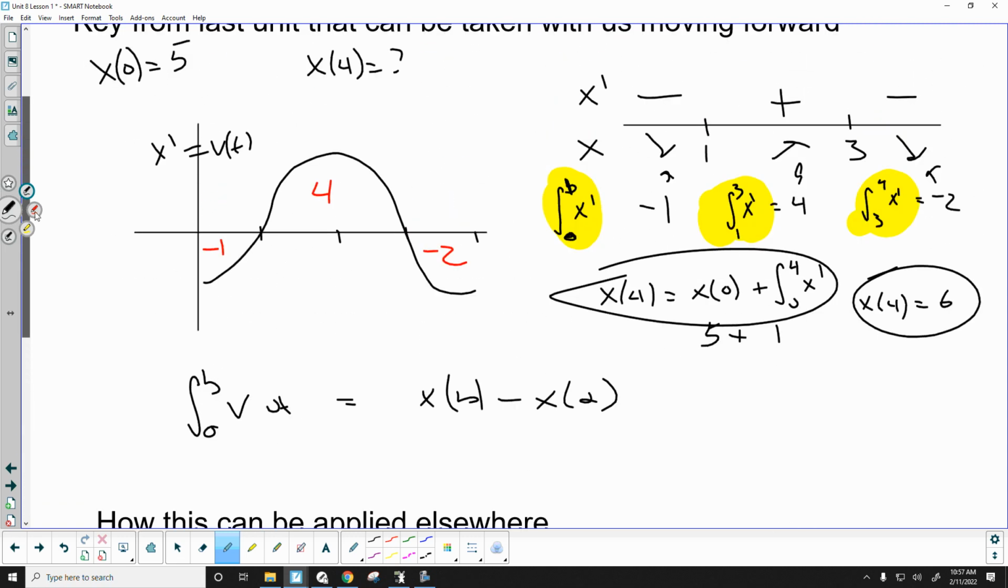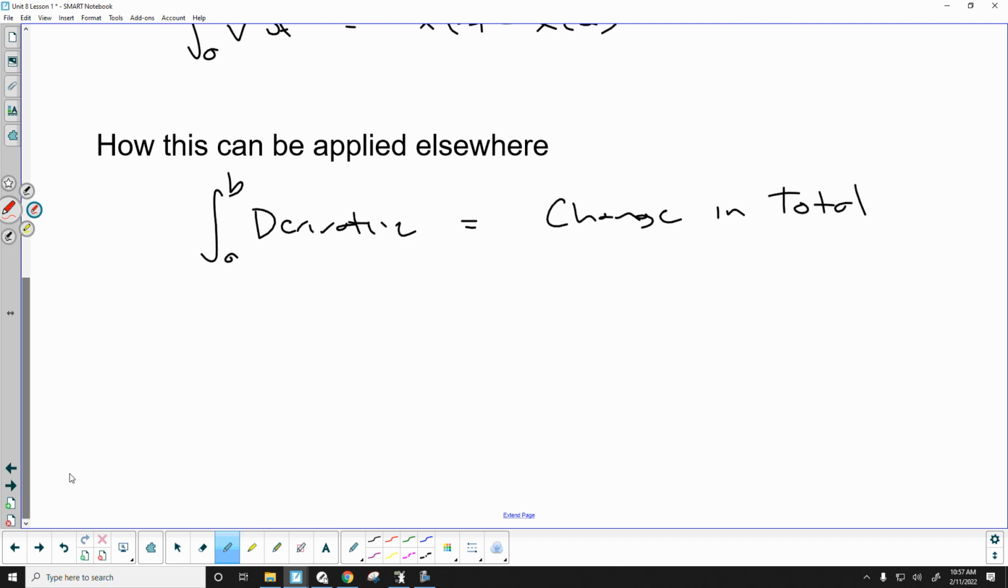What if this was f prime? Oh, okay, well, this is f prime. This would tell me about f, and this would be how much f is increasing or decreasing, right? It could be anything. It doesn't have to be x, v, and a. V was x prime. It's a derivative. Okay, so the accumulation of a derivative is a change in total.